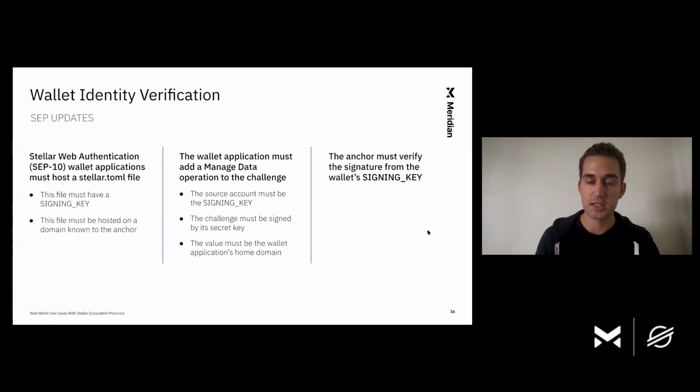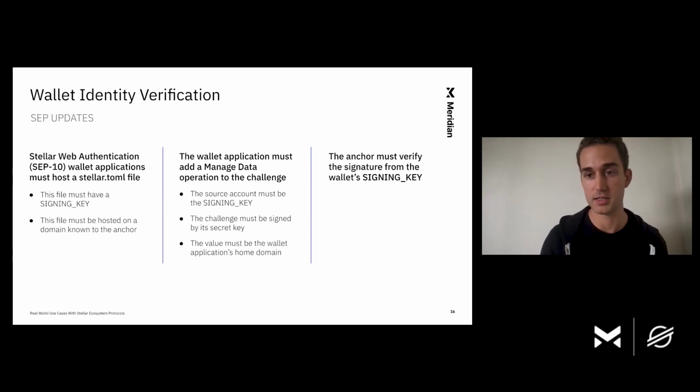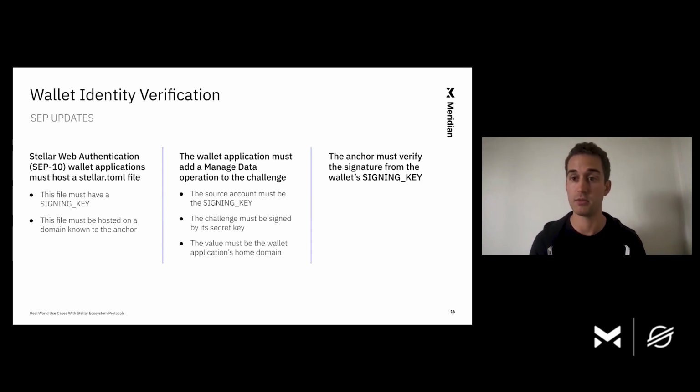So what changes do we actually make to the protocols to make this happen? Well, in order to enable this use case, wallet applications have to host a stellar.toml file. And this stellar.toml file has to have a signing key on the file. And that file has to be hosted on a domain known to the anchor, right? And so this is the important piece. So the anchor needs to know where to look for the signing key and verify that the signature on the transaction passed back to the anchor is actually from the signing key on that file. So the wallet application has to pass that information and tell them where to look. Where is this public file and where is the domain on which I can find it?